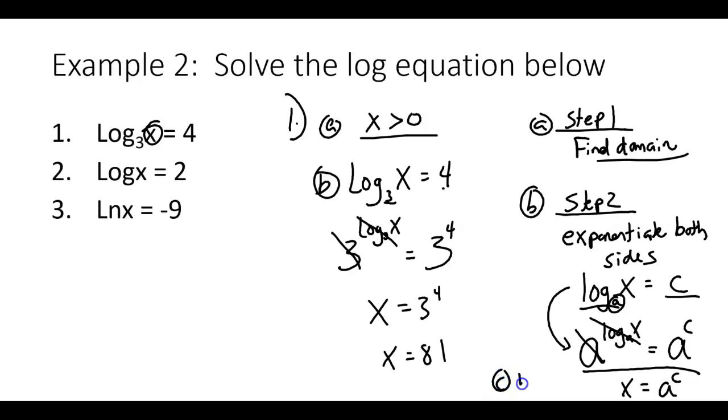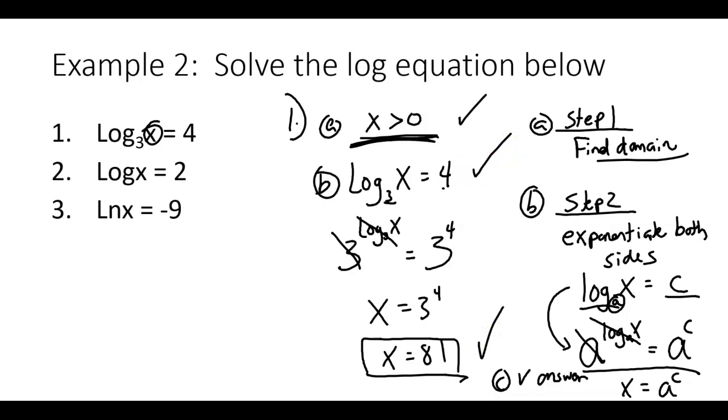You want to check your answer. Make sure that it's in the domain. Is this answer greater than 0? Yes, it is. So we're good. That's my solution. So step 1, find your domain. That way, at the very end, we can make sure that our answer is allowed. Step 2, exponentiate both sides. Step 3, check your answer to make sure that it's part of the domain. All right? If it's not, we would have to throw it out and say, oh, well, that's an extraneous solution.